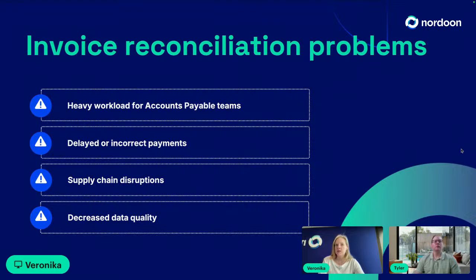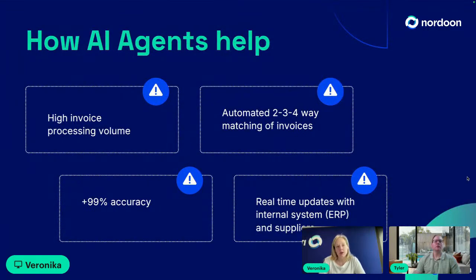Now, let's see how AI agents help with that. They help by being able to process high volume of invoices. They automate 2, 3, 4-way matching of invoices, and the accuracy is extremely high. It's over 99%. And they send real-time updates to internal systems such as ERPs and suppliers.